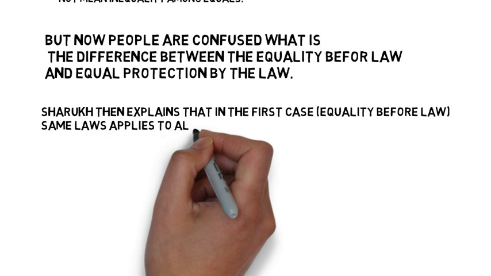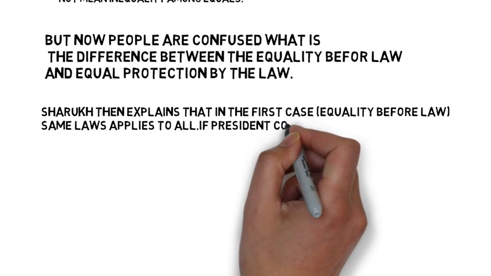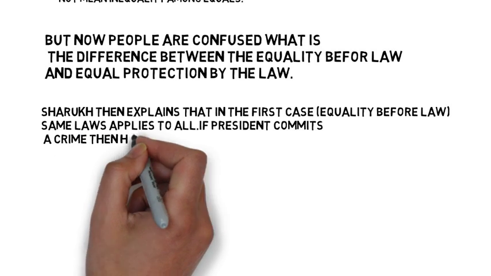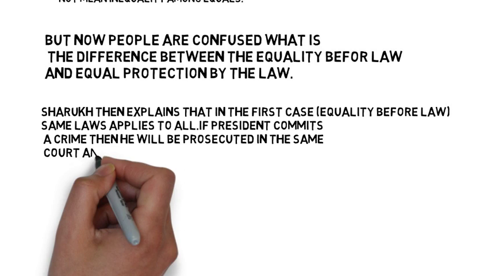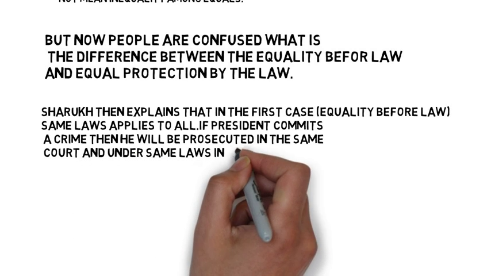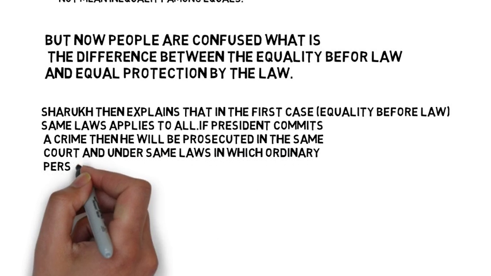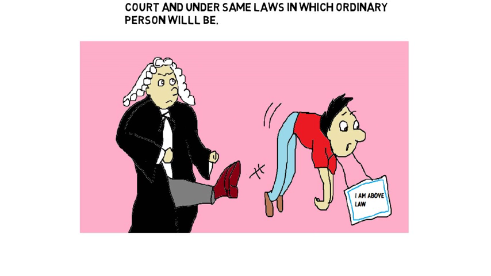It means that even if a person is the president of the country, he will be prosecuted by the same criminal procedure code and under the same courts. There will be no separate courts for him. You can see in this picture, nobody is above the law.